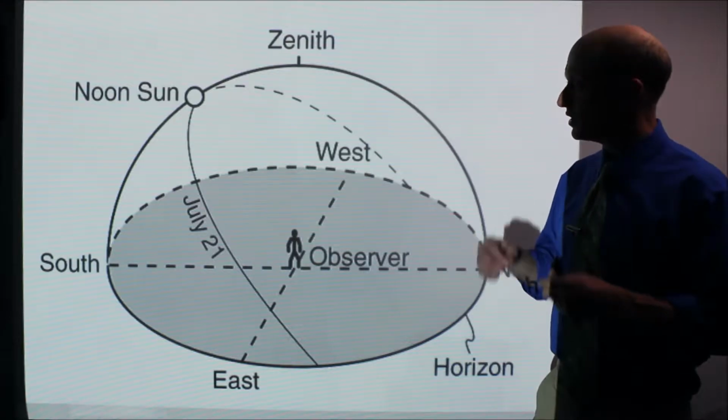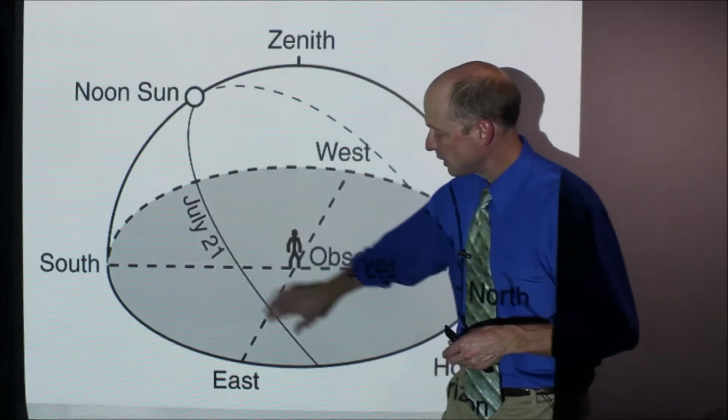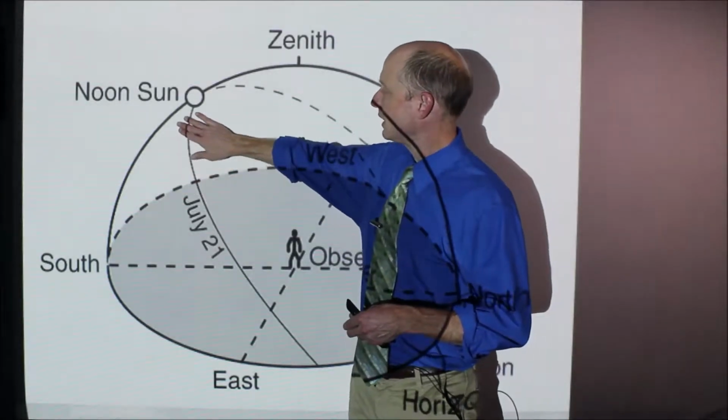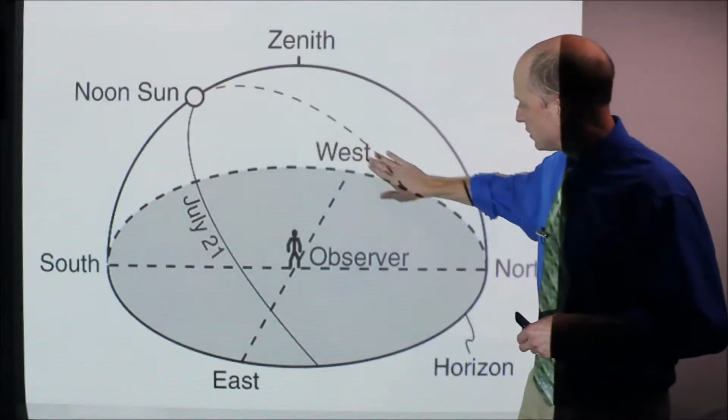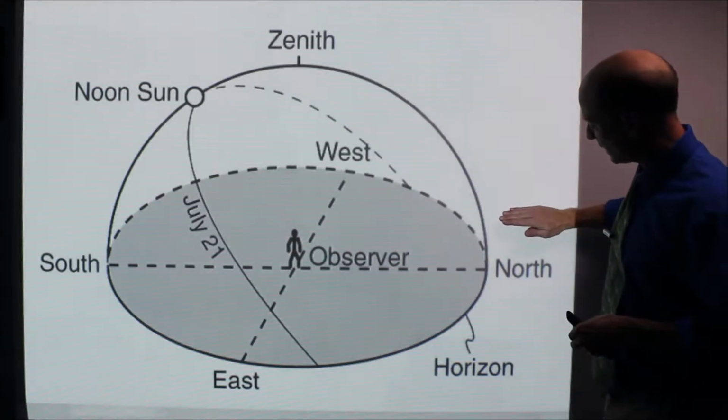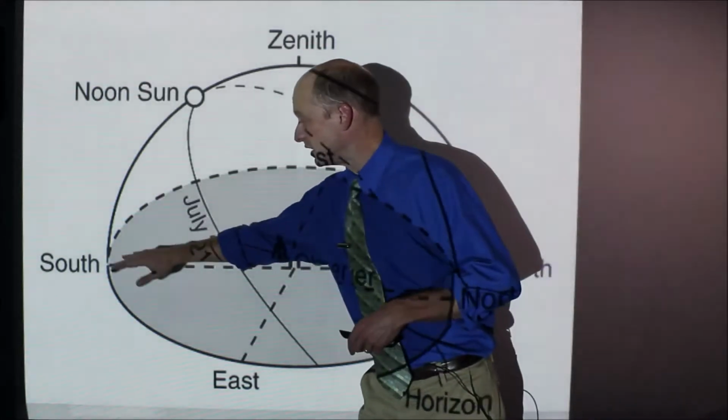And it shows the sun's path during the day, in this case July 21st. As the sun rises here, the sun moves throughout the morning like this. Solar noon is here, and then sunset is over here. And notice that in this case, we're looking at it like this. North is this way, south is this way.